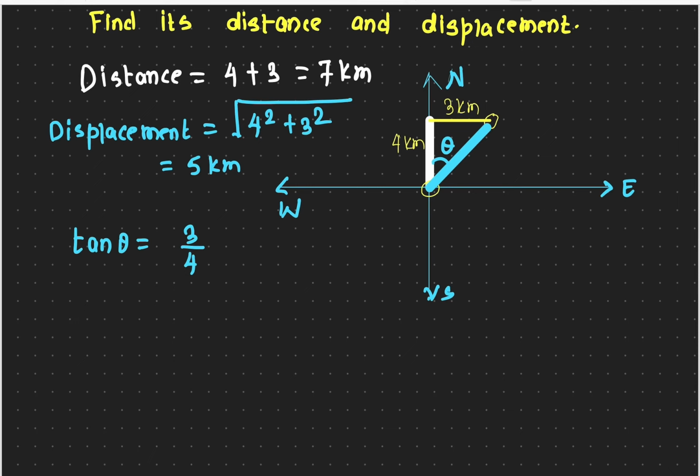So the way we find it is opposite versus this base here. So now theta would be tangent inverse 3 over 4. Plug it in your calculator and make sure that the angle is in degrees, and you will get your answer.